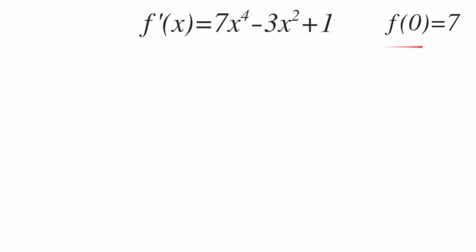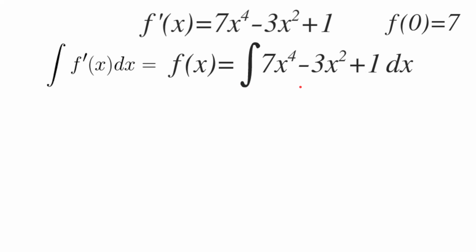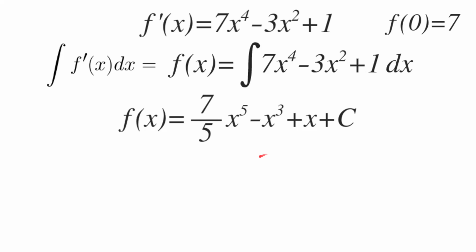And here's our f function value that we'll use later. To evaluate this antiderivative, we'll use the power rule again, and we're going to raise the exponent and divide. The 1 will just turn into x to the first over 1, which is just x. And then here's our f of x, and we again have a constant of integration that we'll use this function value to solve for.